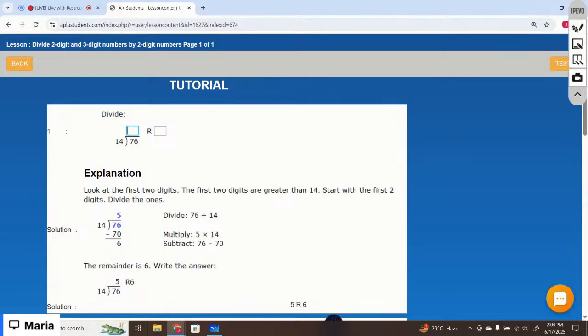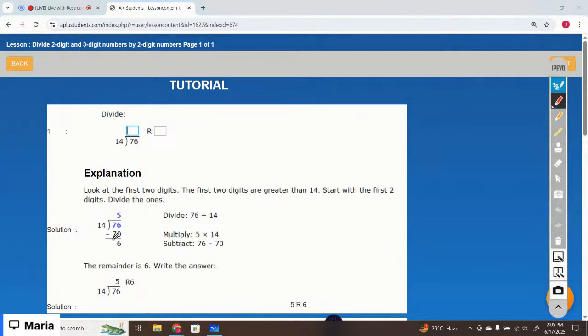So let's start with the first one, which is 76 divided by 14. You need to count the table of 14 until the number that is less than 76. So we can go with 14 times 5, 14 times 5 is 70. So we have 6 remainder. So the answer is 5 and then there is 6.